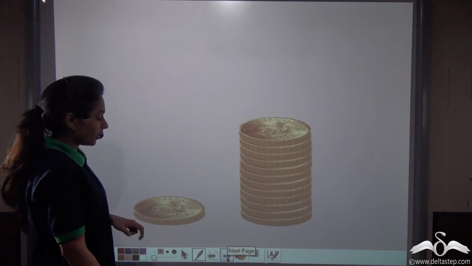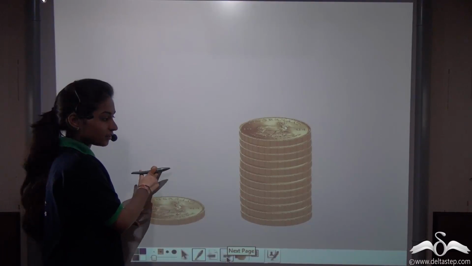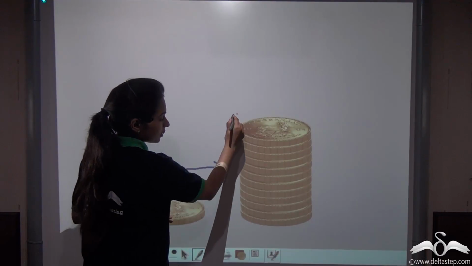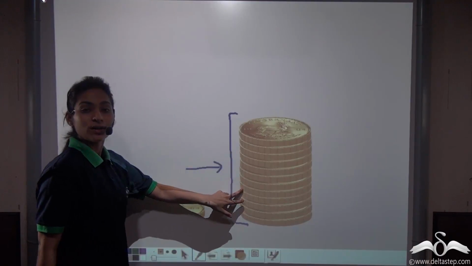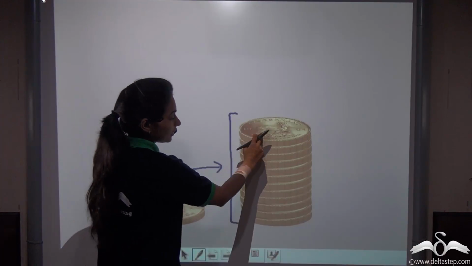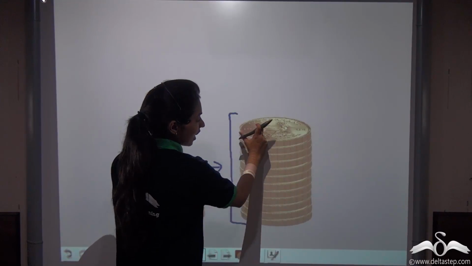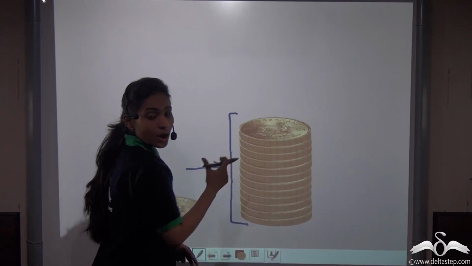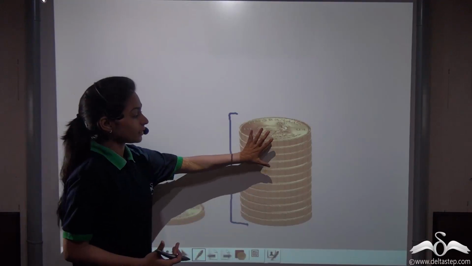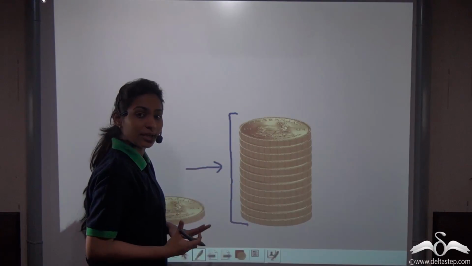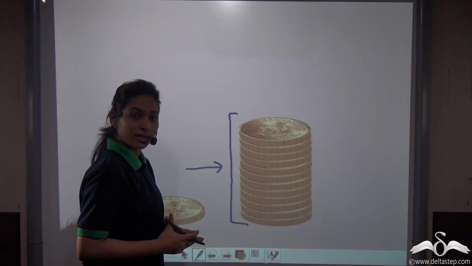So he saw that, keeping one coin on top of the other, he created this figure called a cylinder. You can see that these coins have actually formed a cylinder having a curved surface and two circular bases. Now to find out how much gold these coins contain, he needs to find the volume of this cylinder.